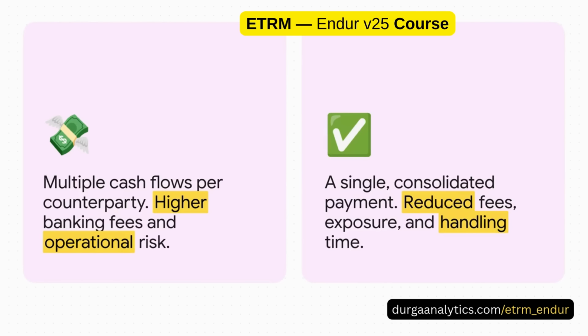And this is where Endur gets really smart. It uses a powerful feature called netting to just dramatically improve efficiency and cut down on risk. I mean, just look at the comparison here. Instead of processing, say, 10 or 20 individual payments to a single counterparty, the system combines all your payables and receivables into one single netted cash flow. This is huge. It doesn't just cut down on bank fees and operational hassle, it also, and this is crucial, lowers your settlement risk and helps you optimize your daily cash position.